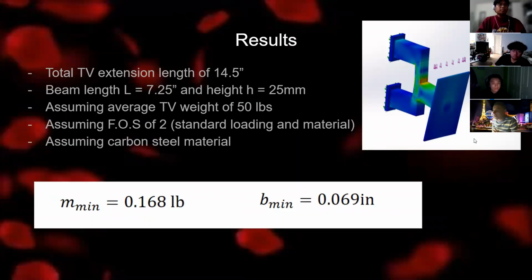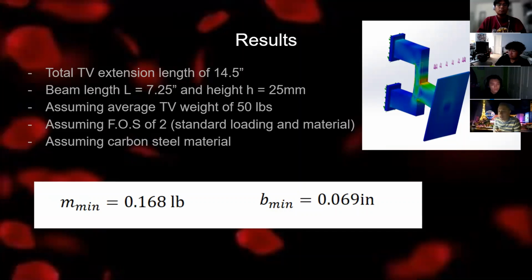All right. For our results, we knew that the total TV extension length was around 14.5 inches. So each of beams 1 through 3 had to be around the same length of 7.25 inches and have a height. We set the height to 25 millimeters. Looking up the average TV weight, we found it to be around 50 pounds.